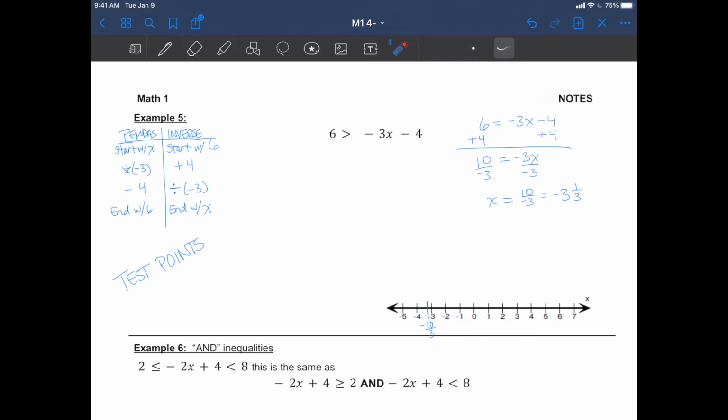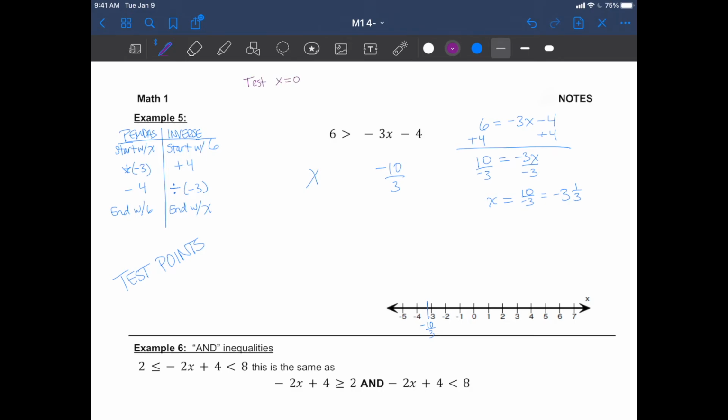Now I have to test points here, okay? So I know that x and negative 10 thirds has some kind of relationship. I just don't know what to write in between. Am I going to write a greater than symbol in between, or am I going to write a less than symbol in between? The only way I can do that is by testing points. So I'm going to test 0. I like to test 0.